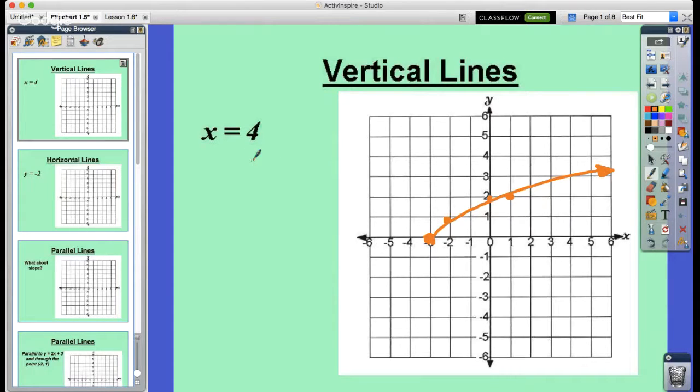Zero's on the top. It's just 0. And remember, we think of running. I can run on a horizontal line. I can't run on a vertical. So vertical's undefined. Horizontal is 0.